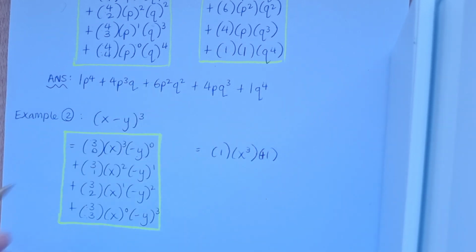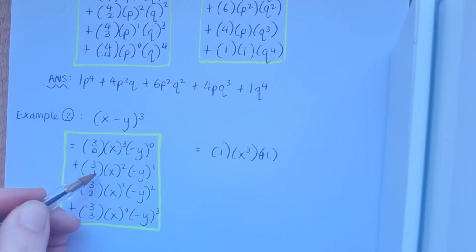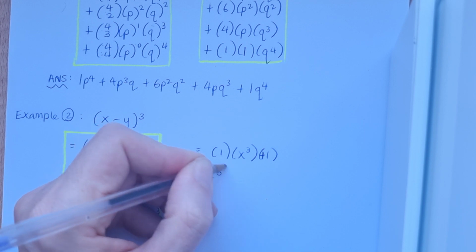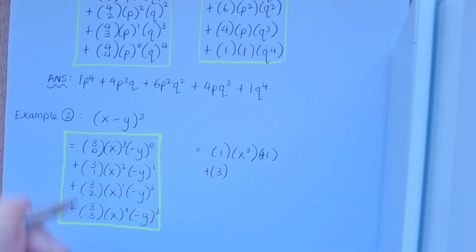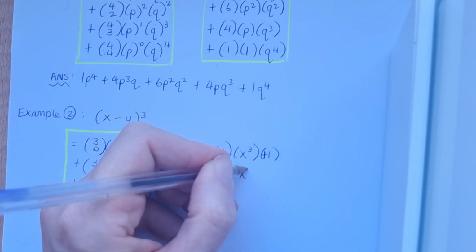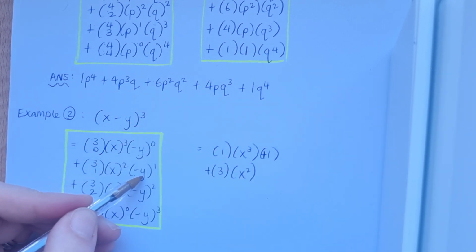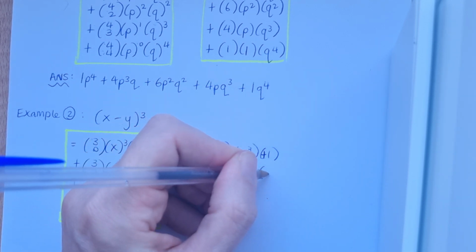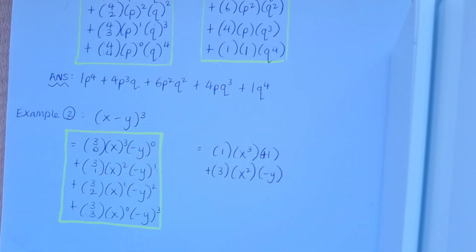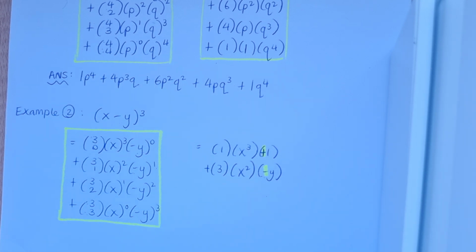Okay? Next line now, so 3 choose 1 is going to be 3. I'll put a plus in front of that there. And then I've got x squared, that's easy. And then I've got minus y to the power of 1. Anything to the power of 1 is just itself, so I've got minus y. So notice the first guy out of the y was a plus, the next guy is a minus. These questions are all about patterns.